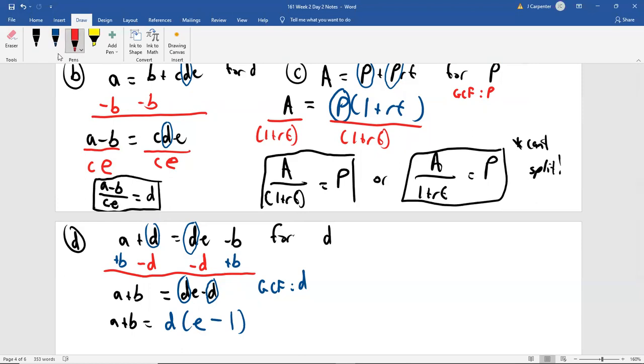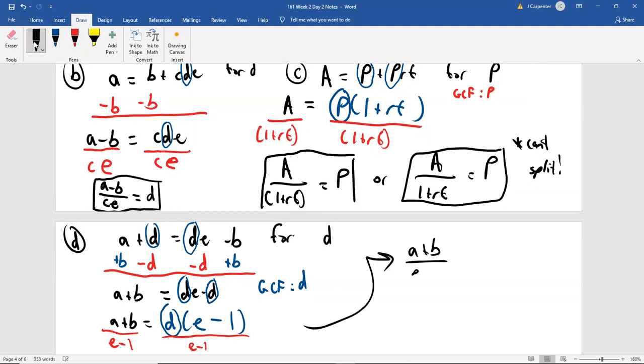Finally, remember, what are we solving for? We're solving for D. That's D times something, so we divide by the something. We divide both sides by E minus 1, giving us A plus B over E minus 1 equals D. And if you write it with the parentheses in the bottom, that's fine too. I'm going to skip the double writing though.